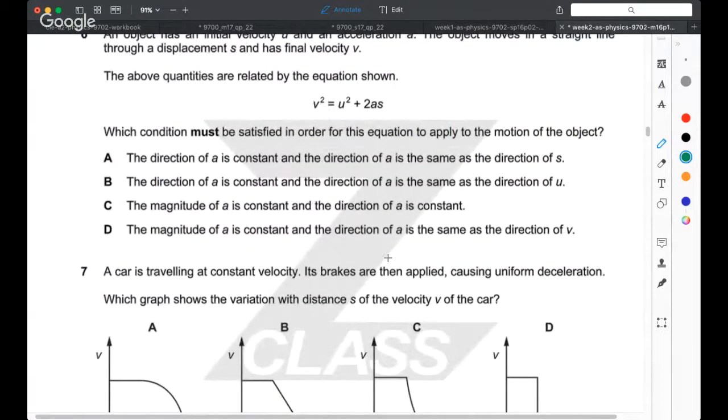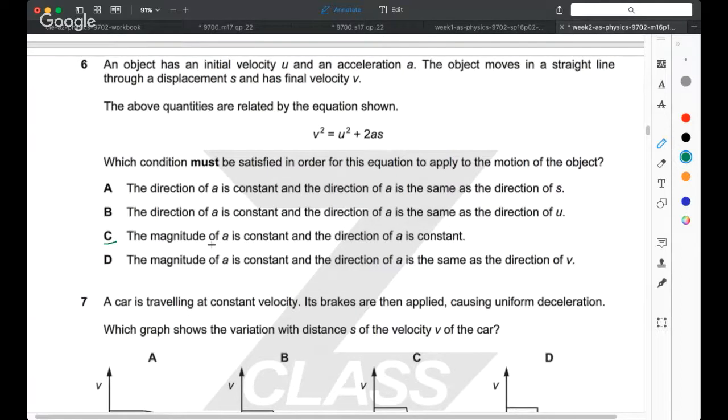So it's not B, not C. Yeah, I think it's C. Same. C, yeah. It's question 6, right? 6, yeah. Why C? It seems logical to me. That the magnitude of A will always be constant. The direction has to be constant as well for it to be in motion.